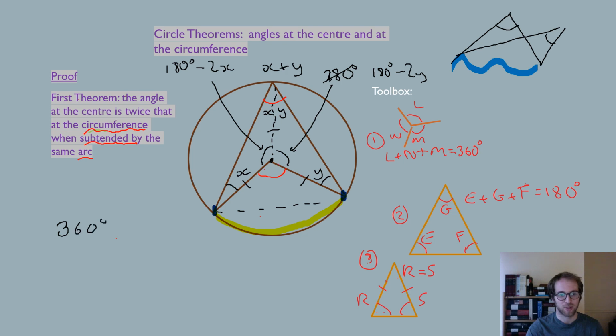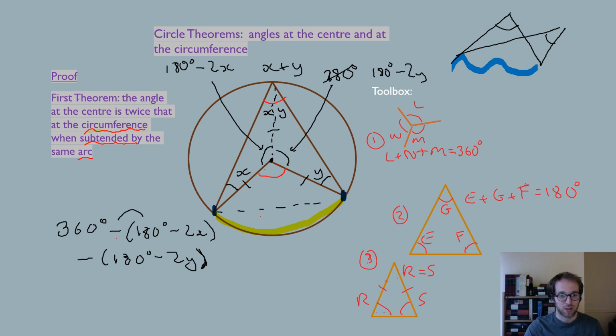360 degrees minus (180 degrees minus 2x) minus (180 degrees minus 2y). Now it's really, really important that I use these brackets here, because I want to take away each angle each time. Okay, and if I only take away the 180 or part of it and don't use the brackets, I'll end up with the wrong thing. So you've got to be careful.